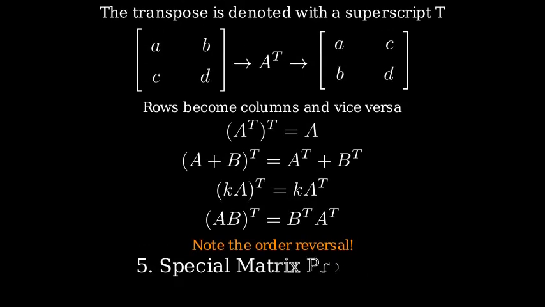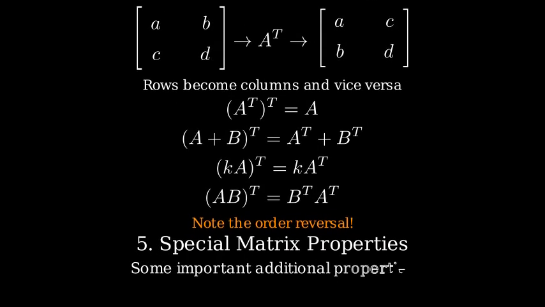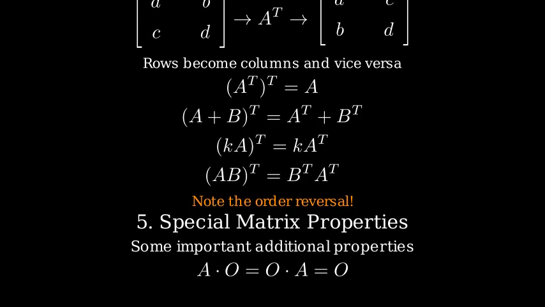Let's wrap up with some special notes about matrices. First, any matrix multiplied by the zero matrix gives the zero matrix. That is, A times O equals O times A equals O, as long as the dimensions are compatible. For invertible matrices, there exists an inverse matrix, A inverse, such that A times A inverse equals A inverse times A equals the identity matrix, I.